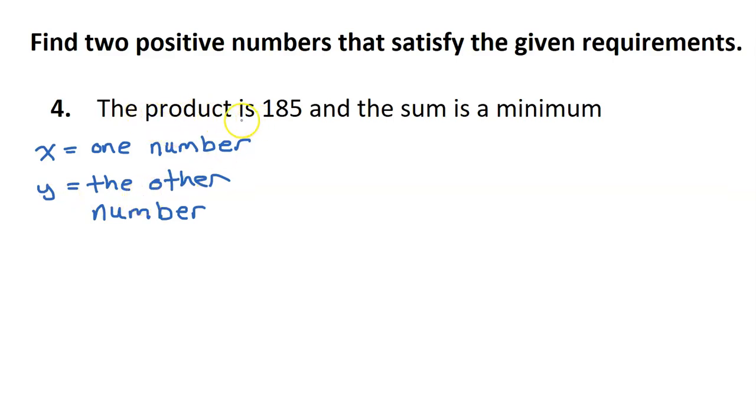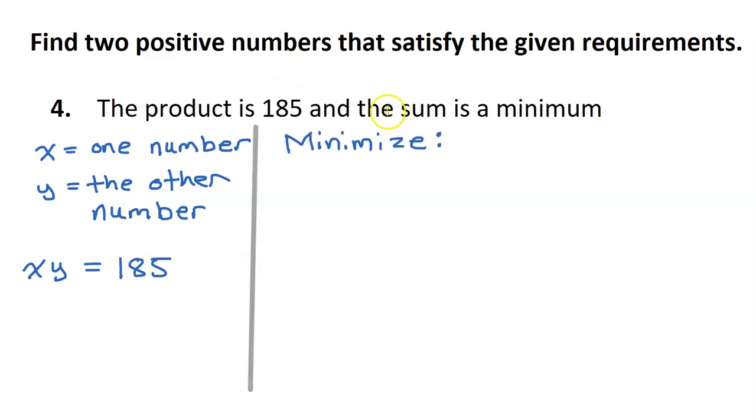Also, they gave us this secondary equation. The product is 185. So using x and y, that means x times y must equal 185. We are told that the sum is a minimum, so we need to minimize the sum. I'm going to go ahead and define a new variable. We will let s equal x plus y. So s is the sum that we are trying to minimize.